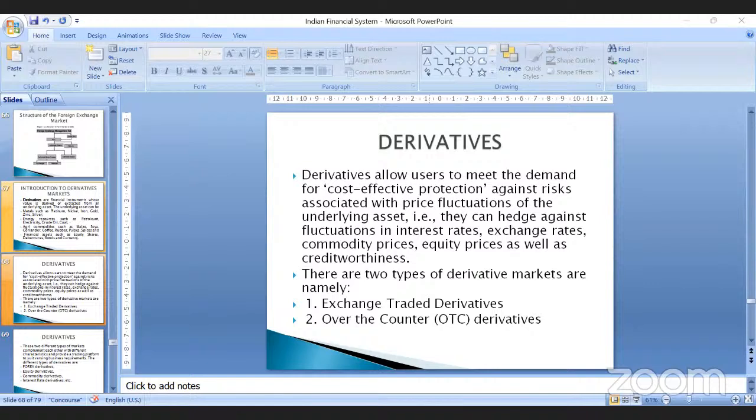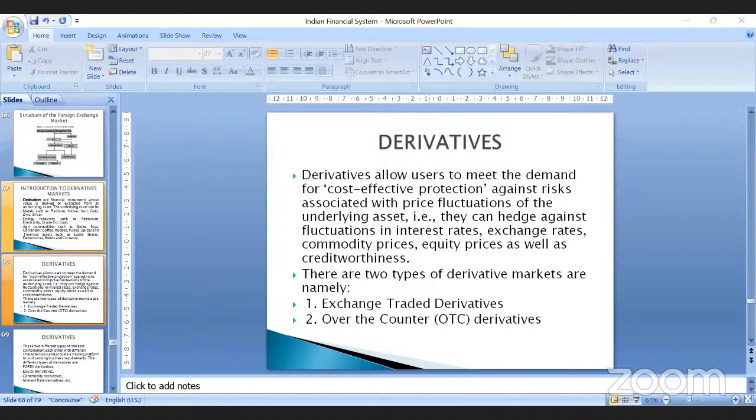Whereas whenever we are talking about over the counter derivatives, they are transacted laterally. That is, the exchange takes place between two parties depending upon their needs. So they don't have any fixed values or fixed prices; they are decided based upon the mutual agreement of both the parties.